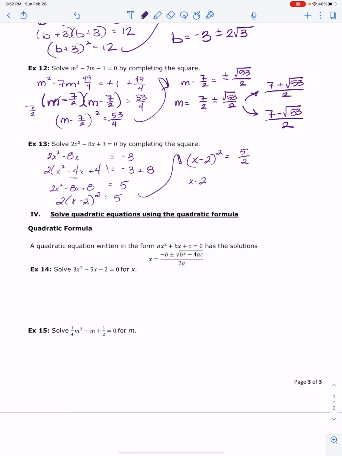Square root of both sides, I get x minus 2 equals plus or minus the square root of 5 halves. x equals 2 plus or minus square root of 5 halves. And we're not going to worry about writing that with a denominator, we're going to leave it like this.